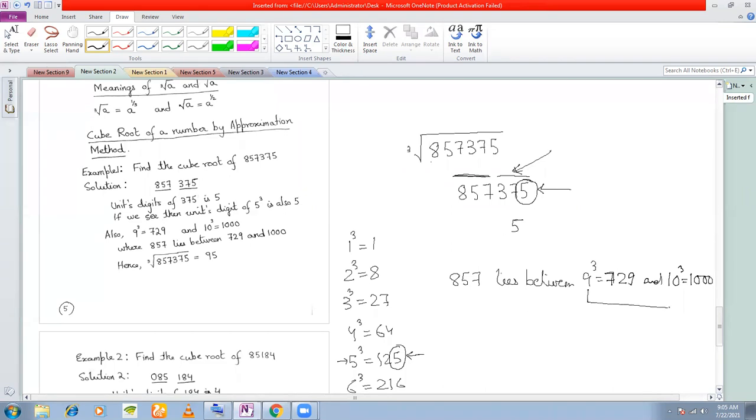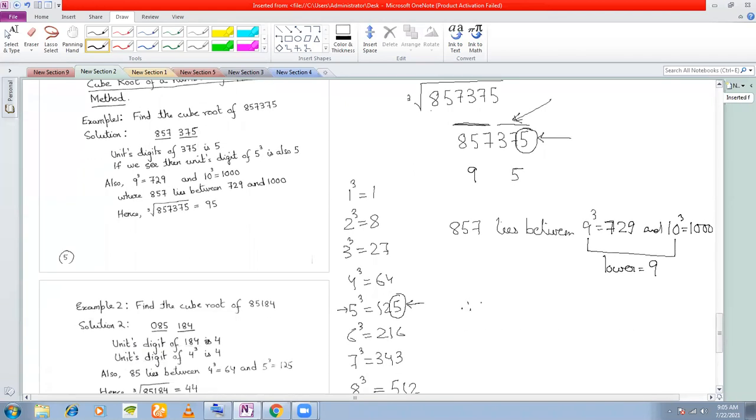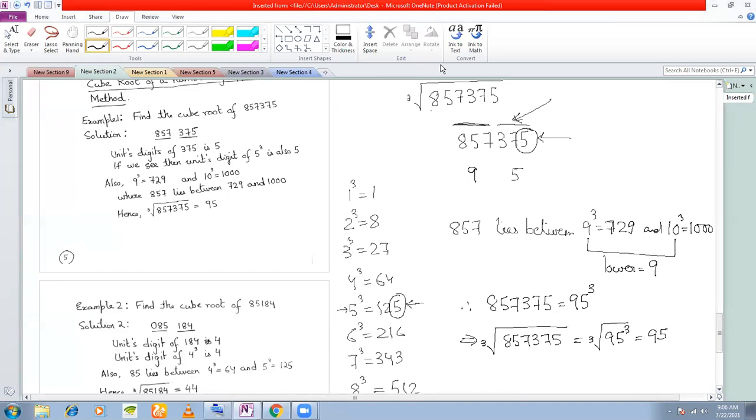So what are the numbers here? 9 and 10, right? Which is the lower number? 9. So therefore you write 9 here. Therefore 857,375 must be equal to 95 cube. That means what is the cube root? 95 is the answer. The cube root of 857,375 is equal to the cube root of 95 cube, which is equal to 95. Clear with this? We'll take more examples.